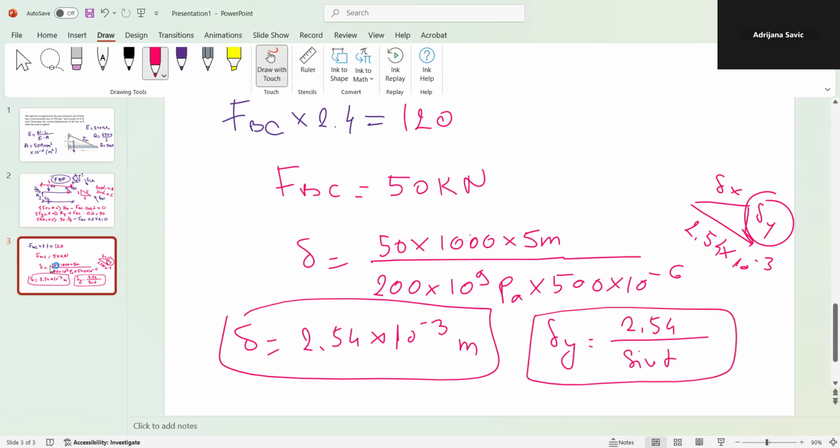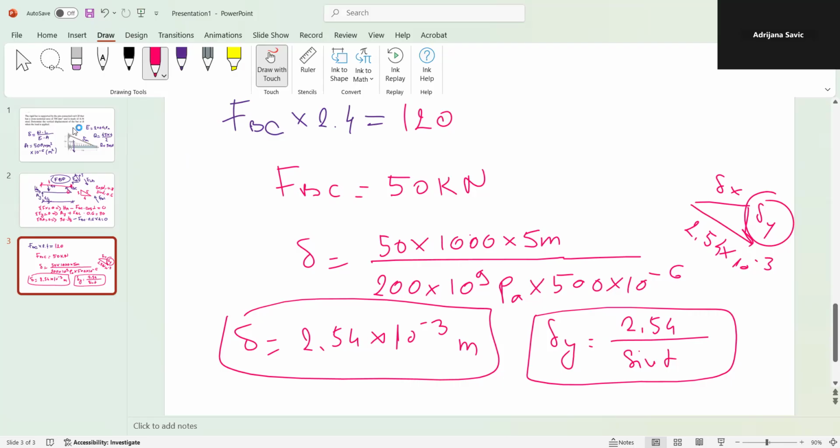If you need to find the horizontal displacement, then you divide this value by the cosine of alpha. I'm not sure if we got the right answer at the end because I didn't calculate, but what I recall, since we had this problem on the exam, is that it was around 2.54. So this is one way to solve for the displacement.